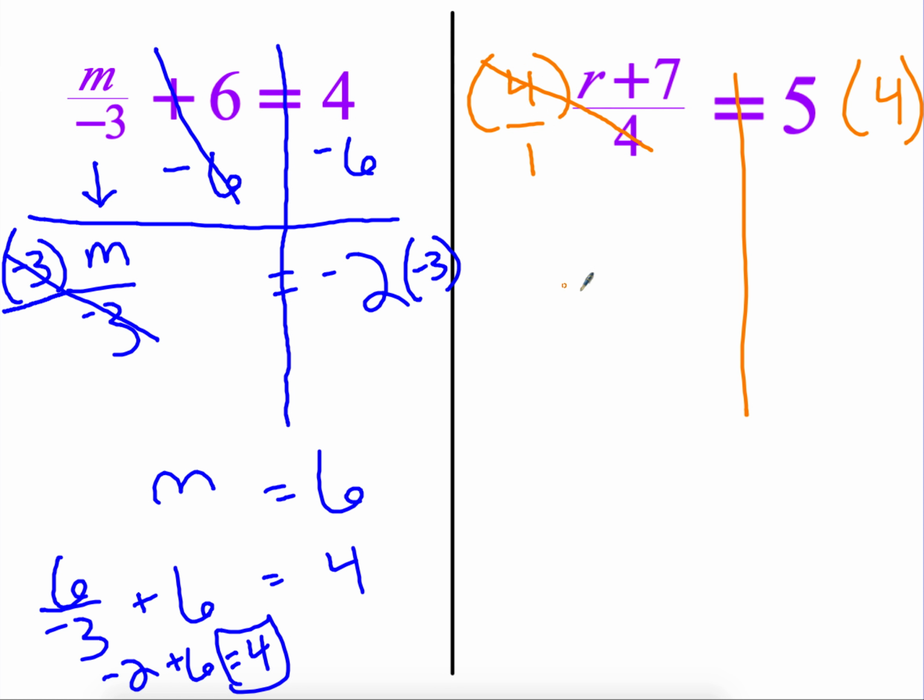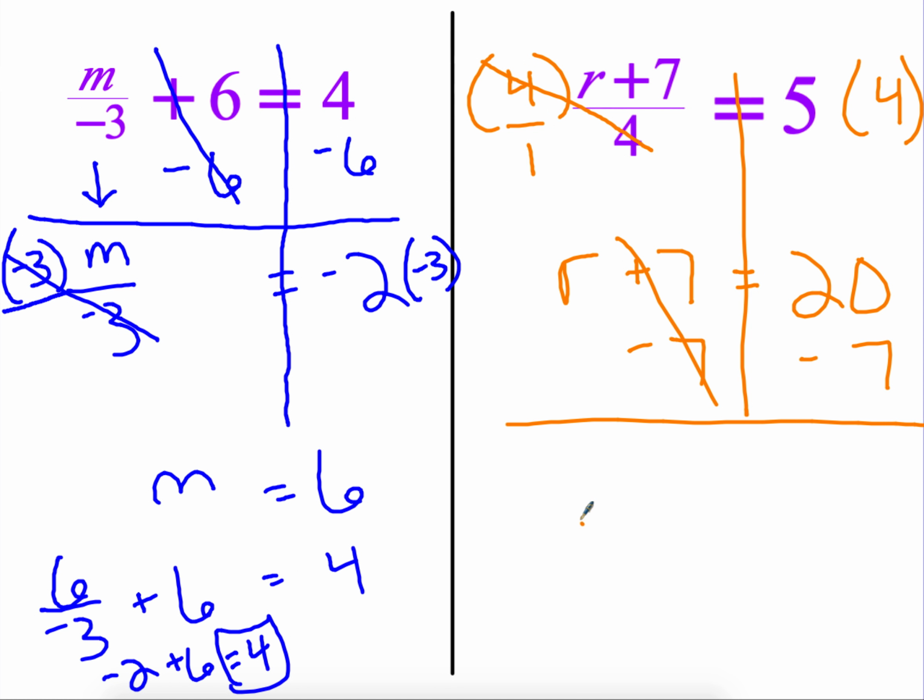Okay. I bring down what I have left. I still have r plus 7 equals 5 times 4 is 20. Now I can subtract 7 from both sides, because that would give me 0 there, and I'm left with r equals 13.